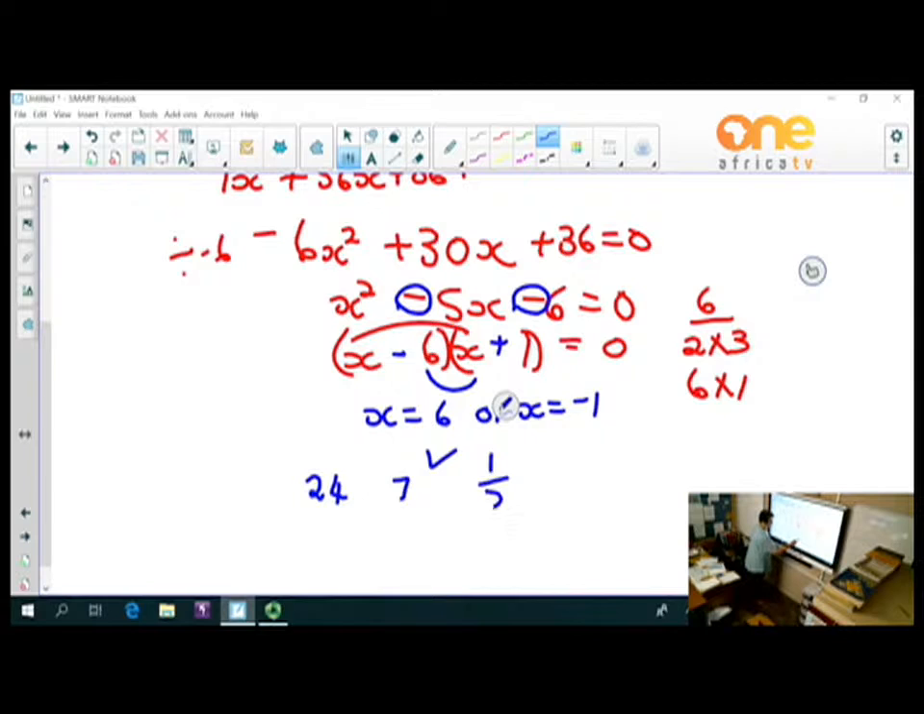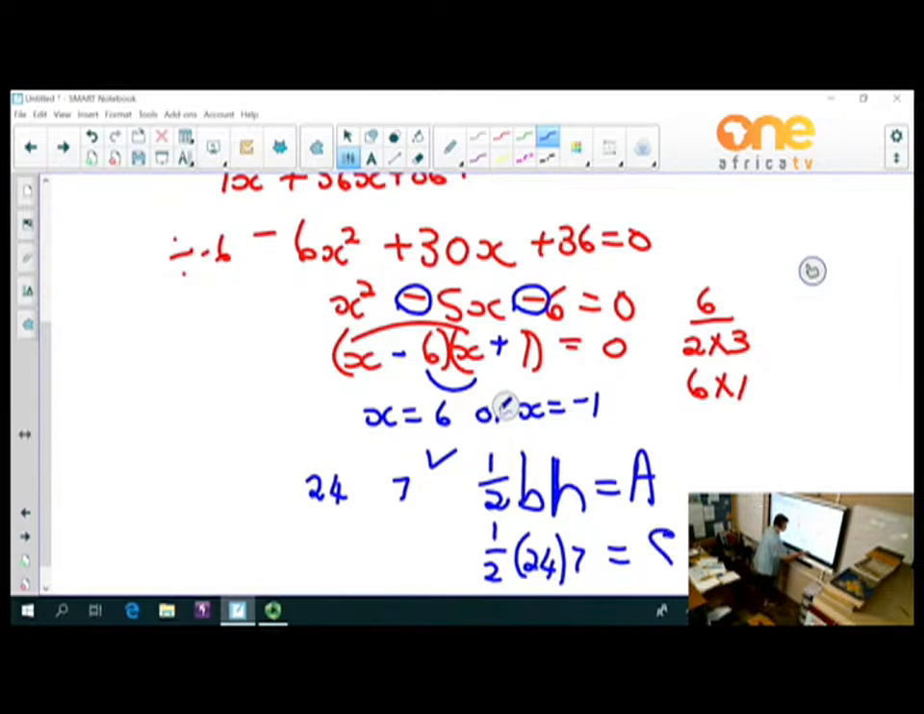So half base times height to find the area now, that's what we want, is then a half of 24 times 7, and the answer is 12 times 7, 84 square centimeters. 84 square centimeters then for that one. Half base times height. Okay.